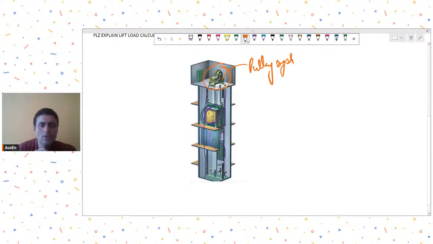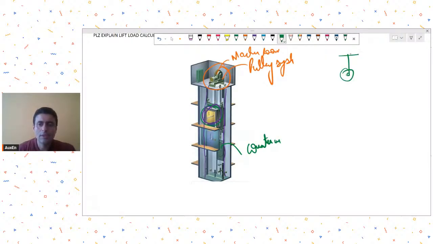Okay, this is also called a machine room, because in the machine room this pulley system is going to rest. So a lift is nothing but a simple pulley mechanism, and it works on the principle that this pulley is going to lift, and then there is a counterweight which will go down. Simple pulley.